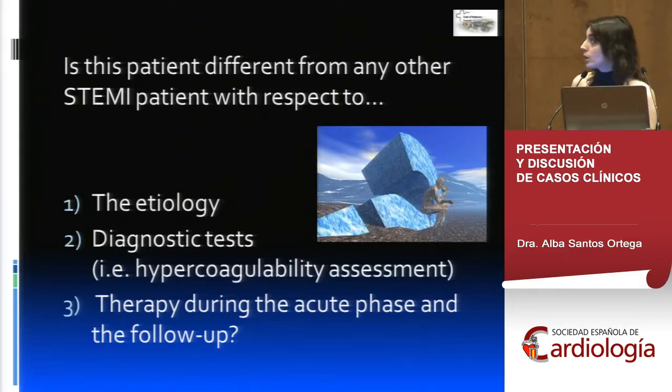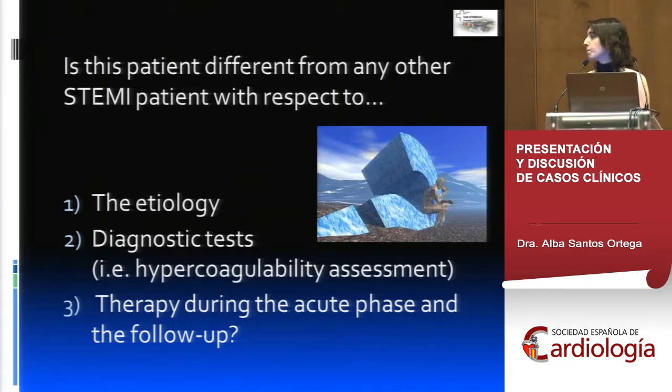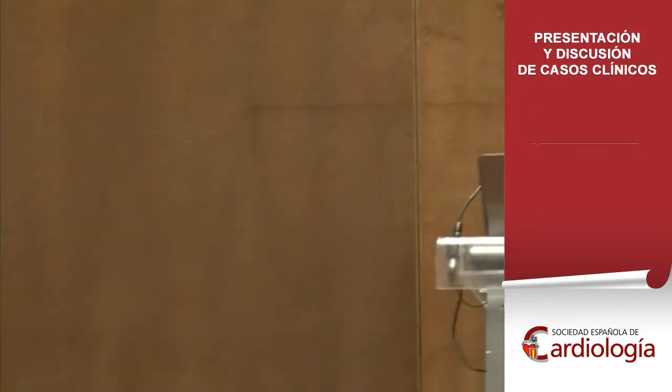To conclude, I would like to know the opinion of the specialist about the management and the treatment of this patient. Is he different from any other STEMI patient with respect to the etiology? The diagnostic test, for example, should we perform a hypercoagulability test in this patient? And the therapy, what should be the treatment during the acute phase and the follow-up? How often do you see dual coronary vessel obstruction for acute thrombus? Is it frequent? Is it rare?